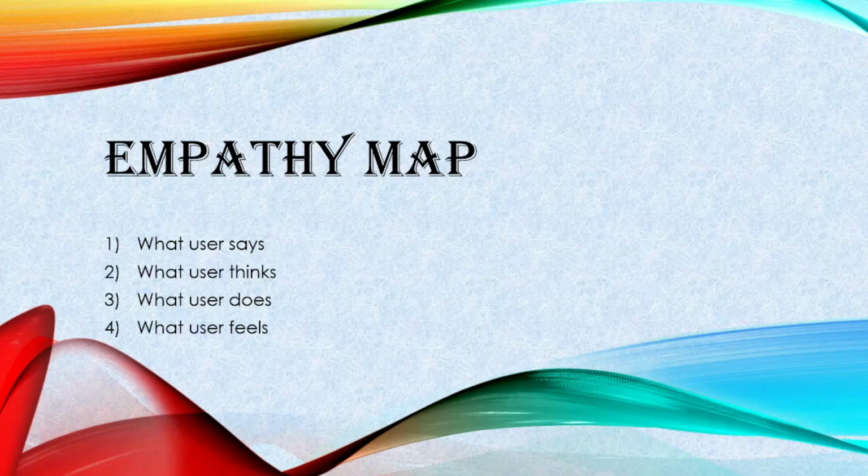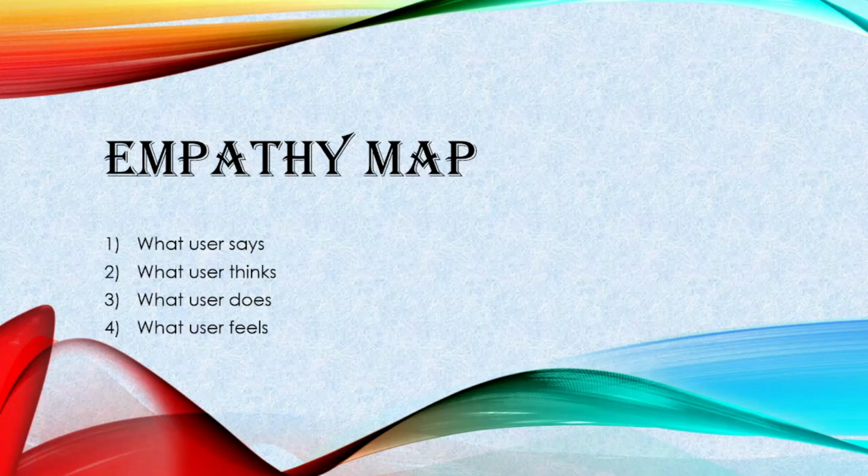We can create such a chart in order to understand our user even more properly, because if we categorize something into different categories, then we can easily understand that particular thing, right? That is exactly what we're doing here. We are splitting it into different categories, right?